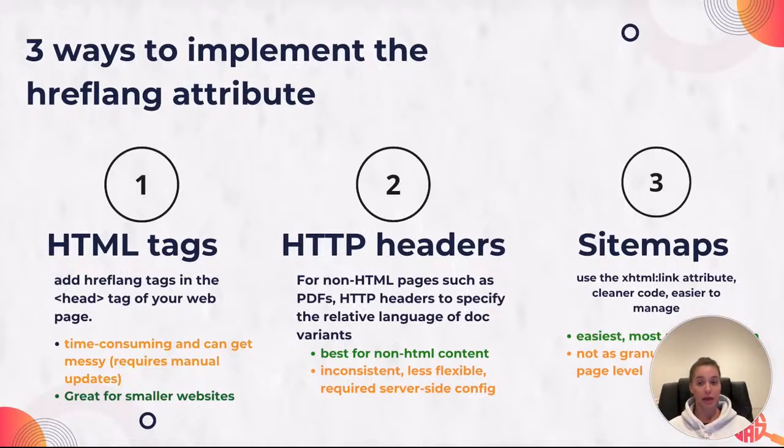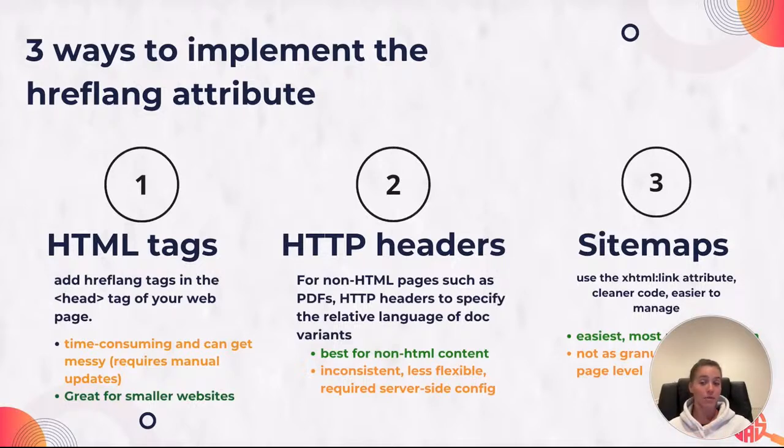You've got the HTTP headers, so that is for non-HTML pages such as PDFs, and these HTTP headers specify the relative language of the variants. So it's obviously best for non-HTML content, but it is quite inconsistent, it is not flexible, and it requires server-side configuration. So you are going to get your developer on board, and it can get a bit tricky. But if you have very useful PDF content or non-HTML content, then you can use it in tandem with other versions.